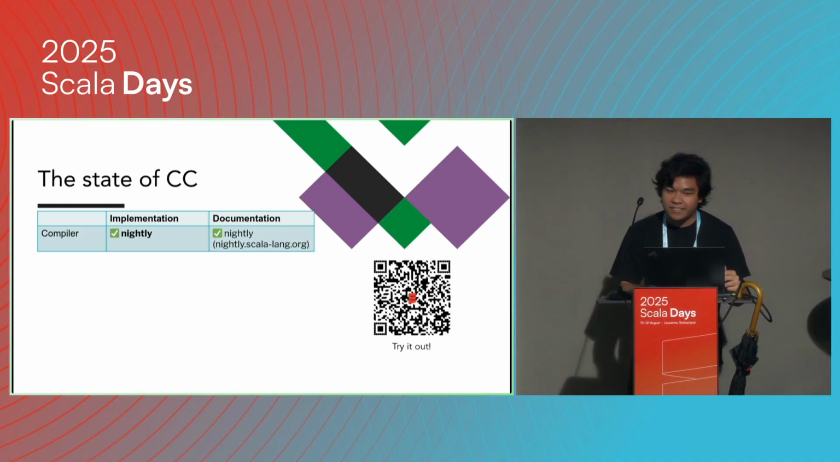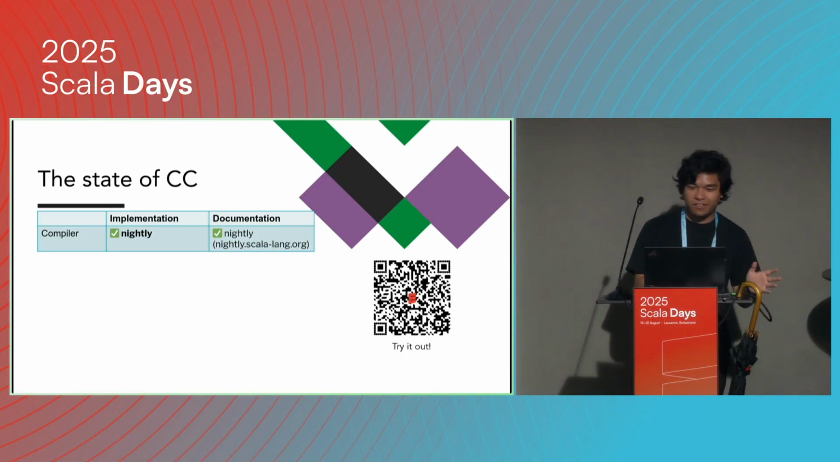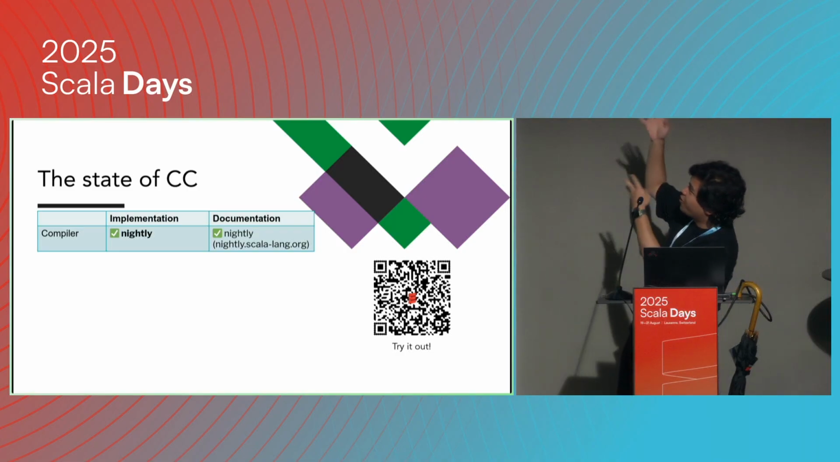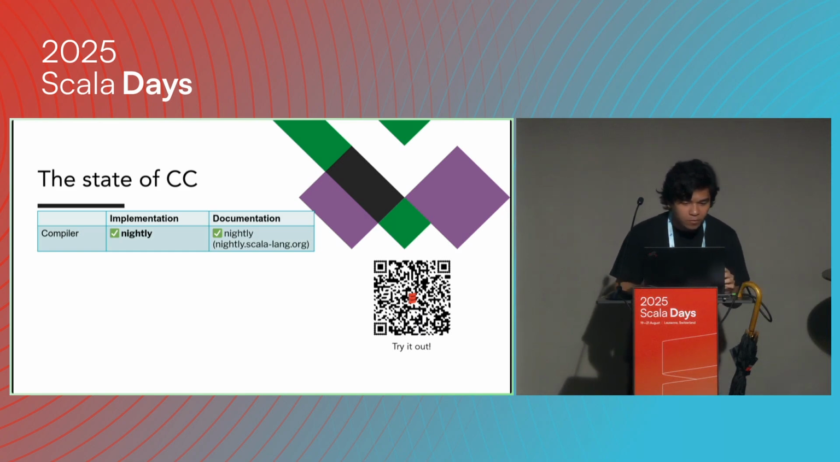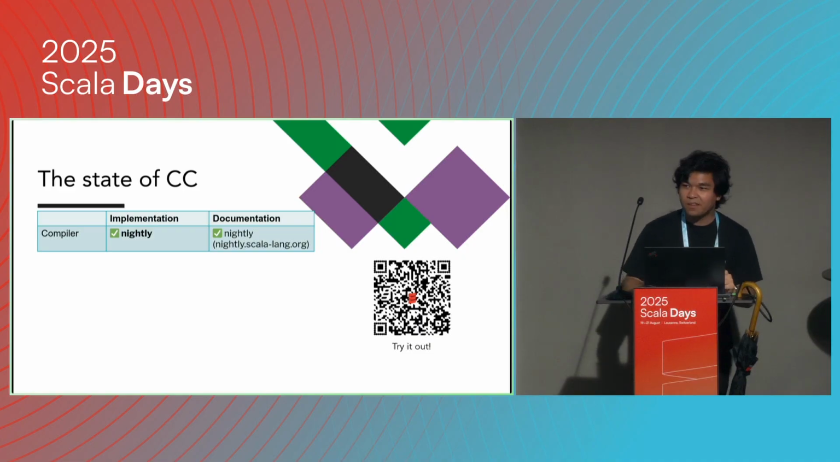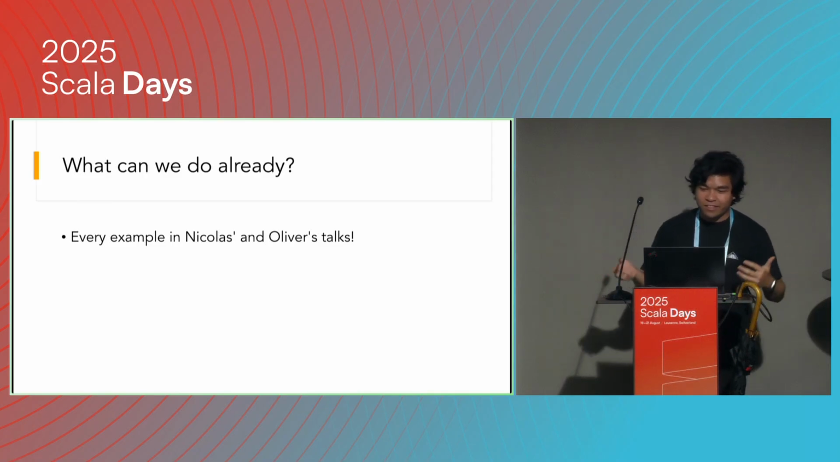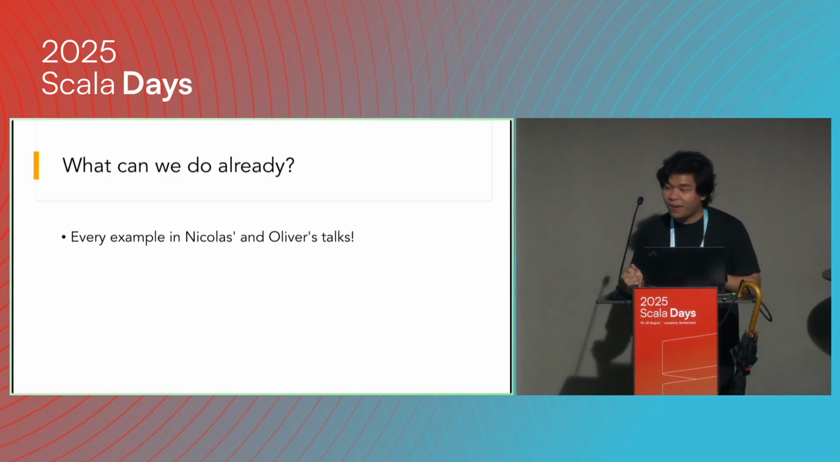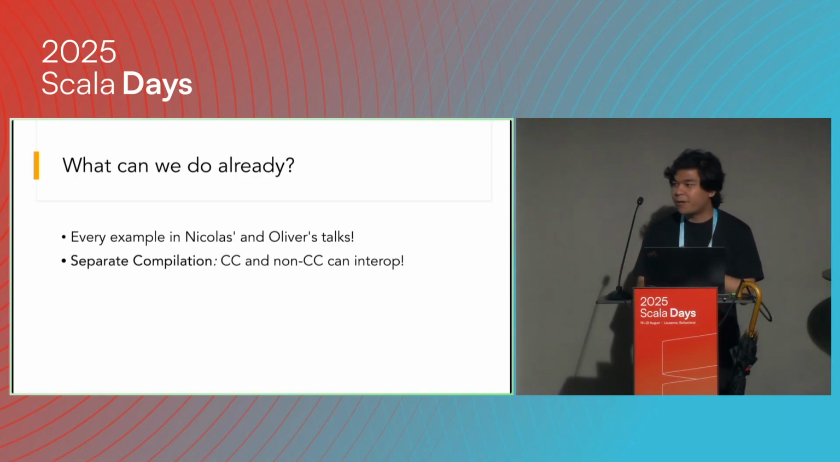You can grab the nightlies on nightly.scala-lang.org and follow the guide from Oliver and from Martin before. And you can also follow the QR code, which will lead you to the repo that Oliver mentioned earlier with the sbt setup so that you can get the latest nightly. And also the documentation is there as well, so everything is good for the compiler. And what can we do already? Every example in Nicola's and in Oliver's talk and also in Martin's talk as well, they all compile with the current compiler. Plus, we have separate compilation.